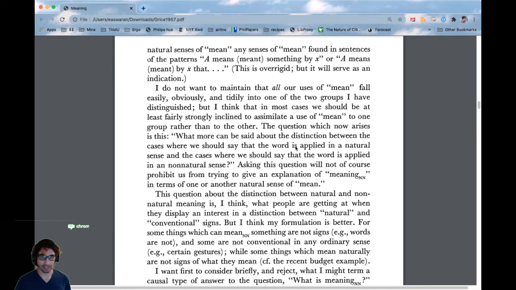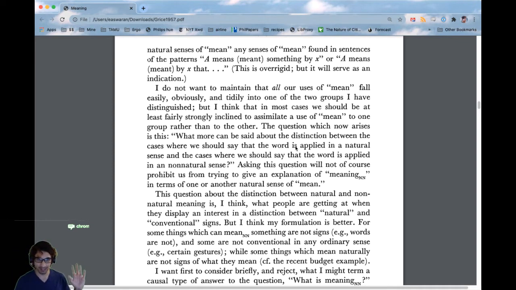I do not want to maintain that all our uses of mean fall easily, obviously, and tidily into one of the two groups I have distinguished, but I think that in most cases we should be at least fairly strongly inclined to assimilate our use of mean to one group rather than to the other. I actually saw an interesting crossword puzzle in the New York Times a while back in which about a dozen of the clues were the word mean, and they had all sorts of meanings. There's other things he's not even considering here, things like average, or in statistics, or things like cruel. That's another way of being mean.